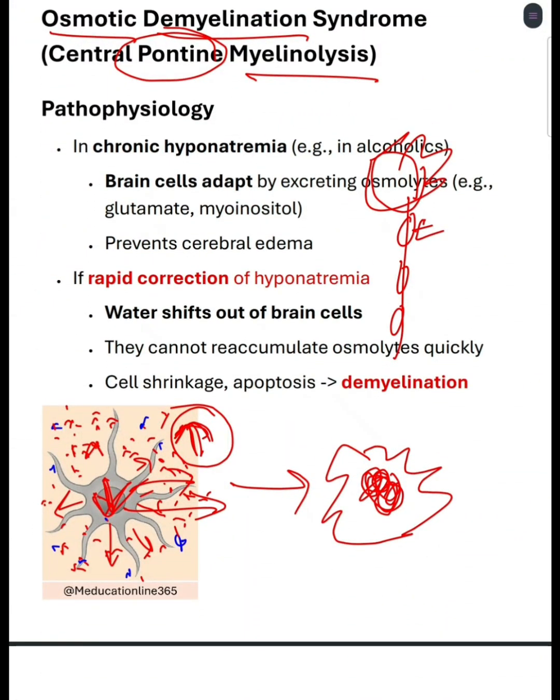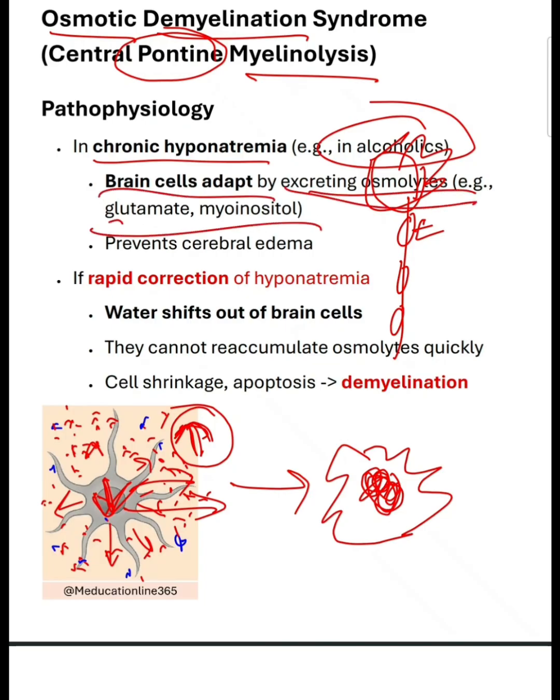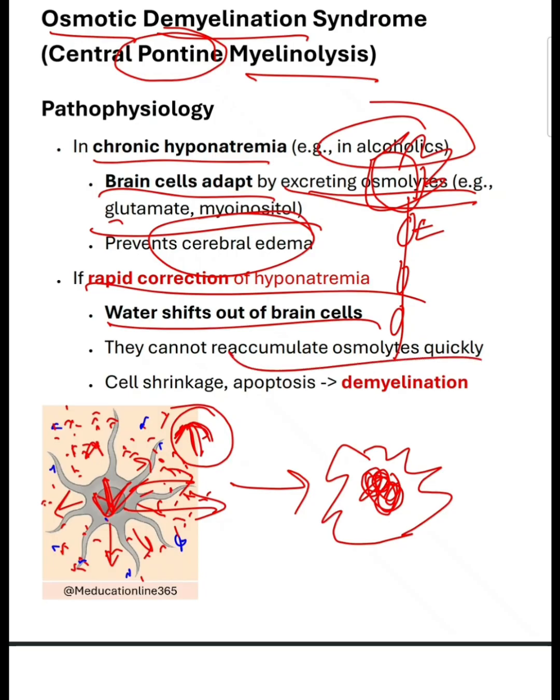Again, I will briefly recap the pathophysiology in 1 minute. In chronic hyponatremia, for example, in alcoholic patients or malnourished patients, brain cells adapt to that condition by excreting osmolytes like glutamate, myoinositol, etc. And these prevent cerebral edema, right? But if you do a rapid correction of hyponatremia, then water will shift out of the brain cell, right? Because it cannot reaccumulate the osmolytes very quickly, and that will cause cell shrinkage, apoptosis, and demyelination.